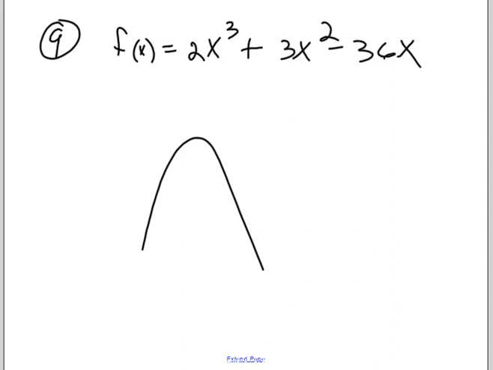So first derivative, increasing, decreasing. Second derivative does not tell you about points of inflection. It tells you about concavity. And from the concavity, we can determine points of inflection. All right, so the first one in here says part A, tell us about increasing, decreasing. So to do that, I'm going to take this equation, and I'm going to find a derivative.